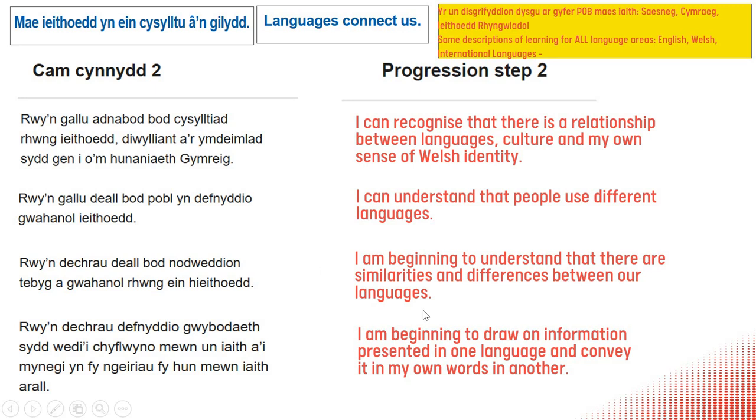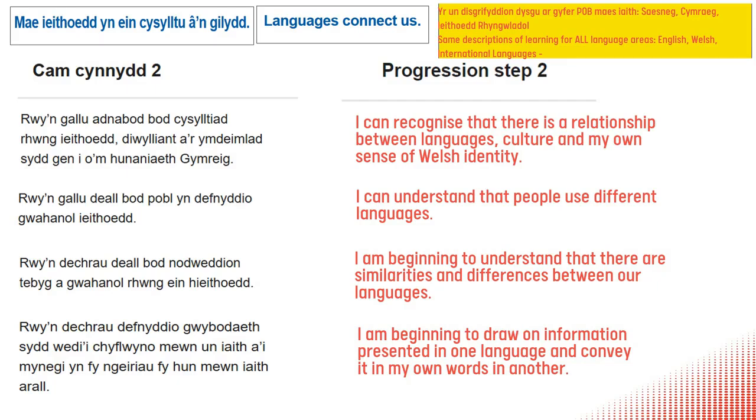Because without that, it's very hard to make even more comparisons, draw more differences, look at etymology and things like that, as we'll see, if they haven't had the experience of comparing it to a third or fourth or fifth language. And this last point here, I'm beginning to draw on information presented in one language and convey it in my own words in another. This is the idea they're starting to do, this term you might have seen in the LLC called translanguaging. In a nutshell, it's looking at doing an activity in one language and it influences the activity in a different language, an input and an output language. For example, watching a video in Welsh but doing an activity on it in English, things like that.